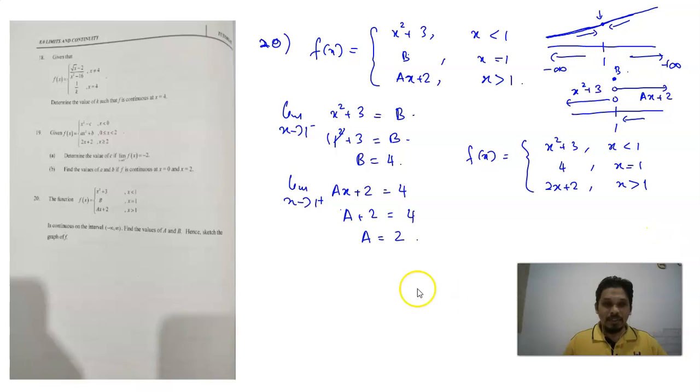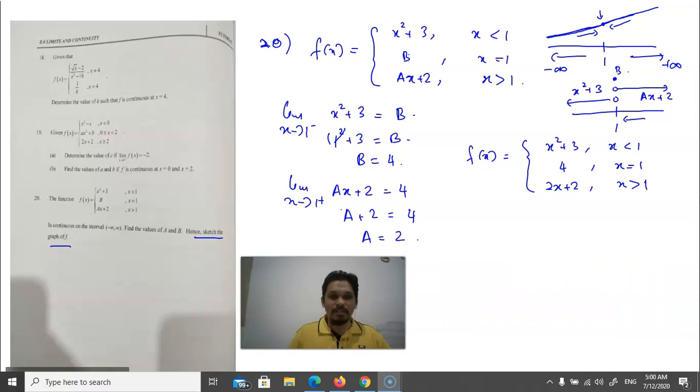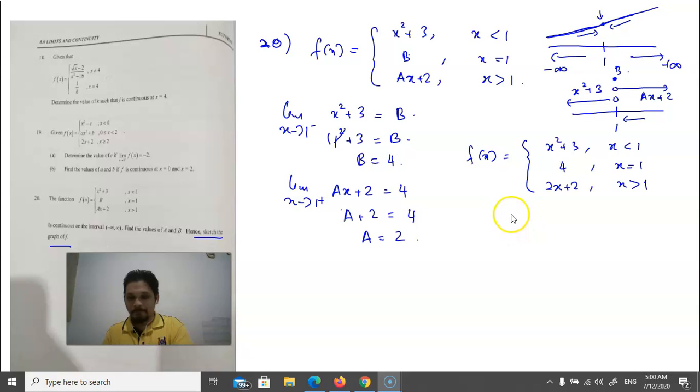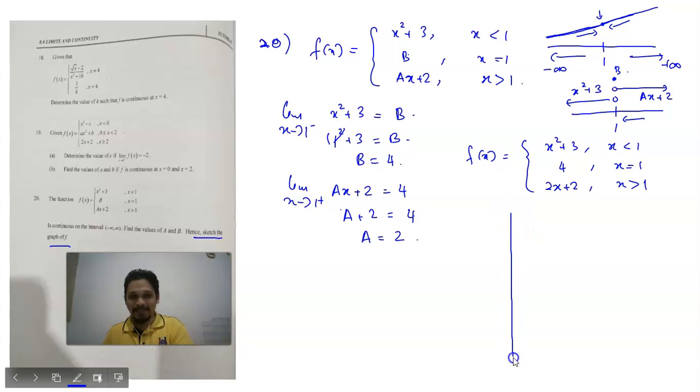So the question wants us to sketch the graph of f(x). This is an interesting part, which I think all of you love. When sketching a graph, it gets more interesting, hopefully.